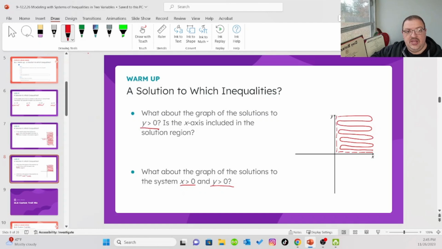We don't want the x or y axis because those would make x and y equal to 0. And we don't want anything in the other 3 quadrants because we would have x is less than 0 in quadrant 2. We would have x and y are less than 0 in quadrant 3. And we would have y is less than 0 in quadrant 4. So we would take all of the numbers in quadrant 1, not including the x or y axis.